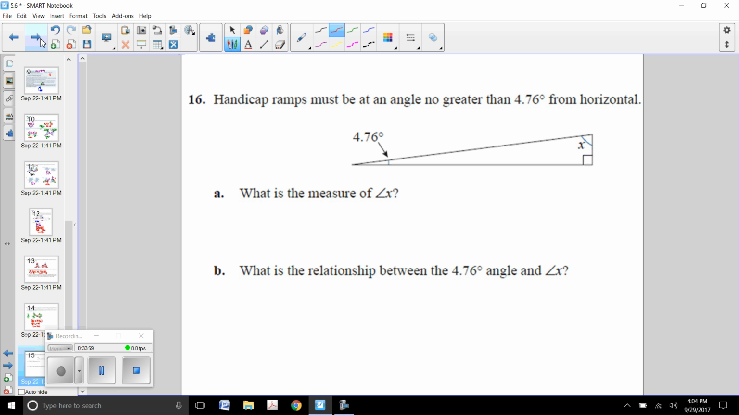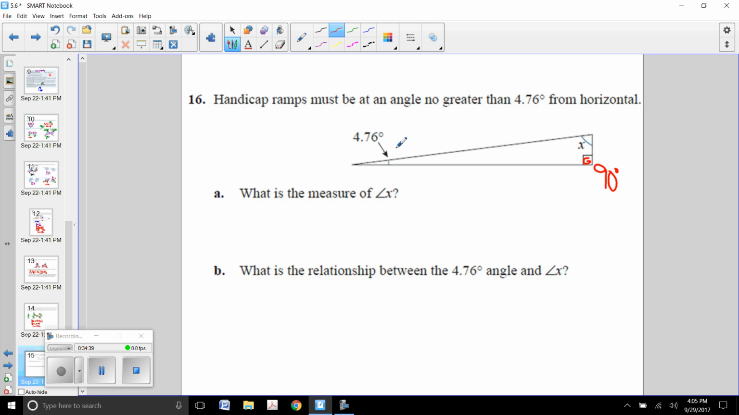A handicap ramp must be at an angle no greater than 4.76 degrees from horizontal. And so what is the measure of angle X? And what is the relationship between the 4.76 degrees and the angle X? Well, we're going to use the answer to B to help us with A. We know that the total degrees add up to 180. Well, we know that this right angle here is 90 degrees. And we are given the 4.76.